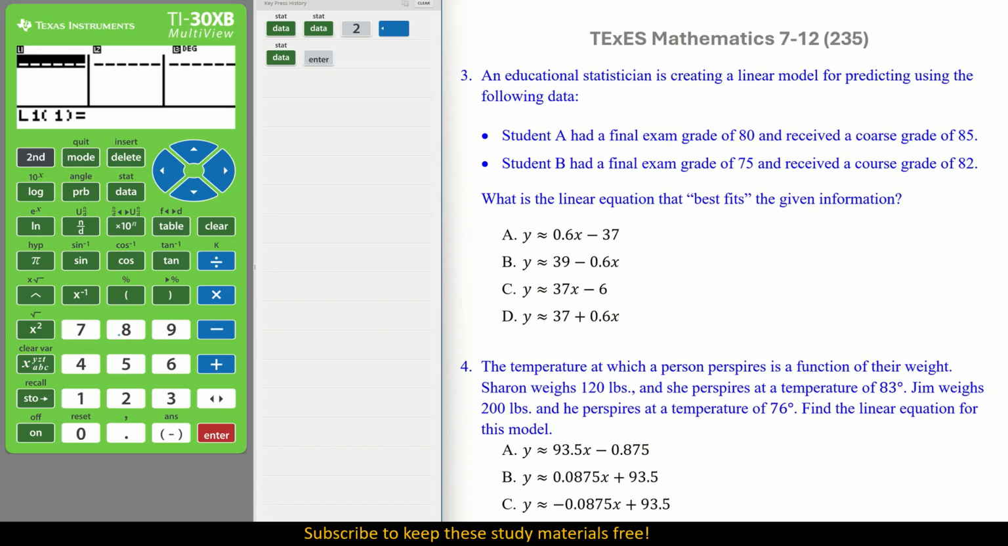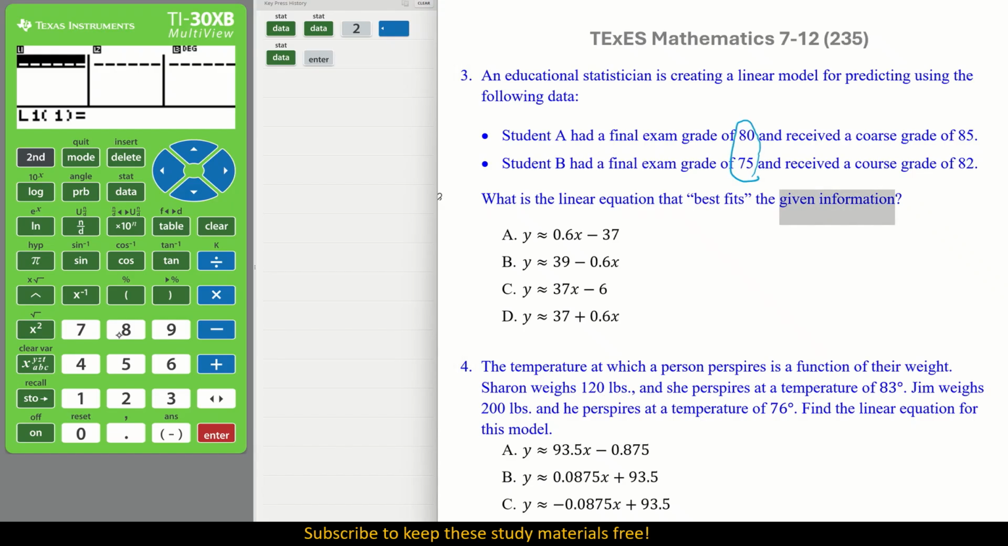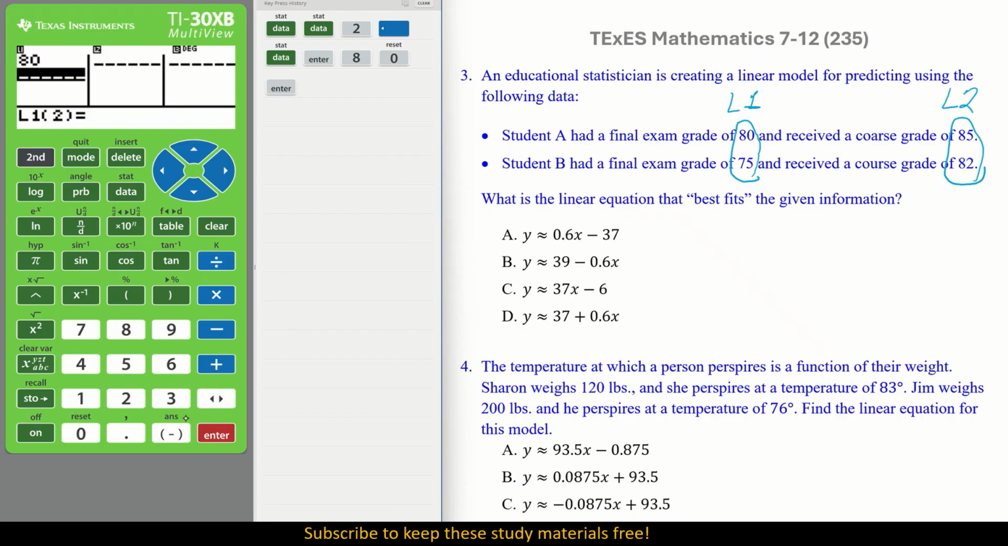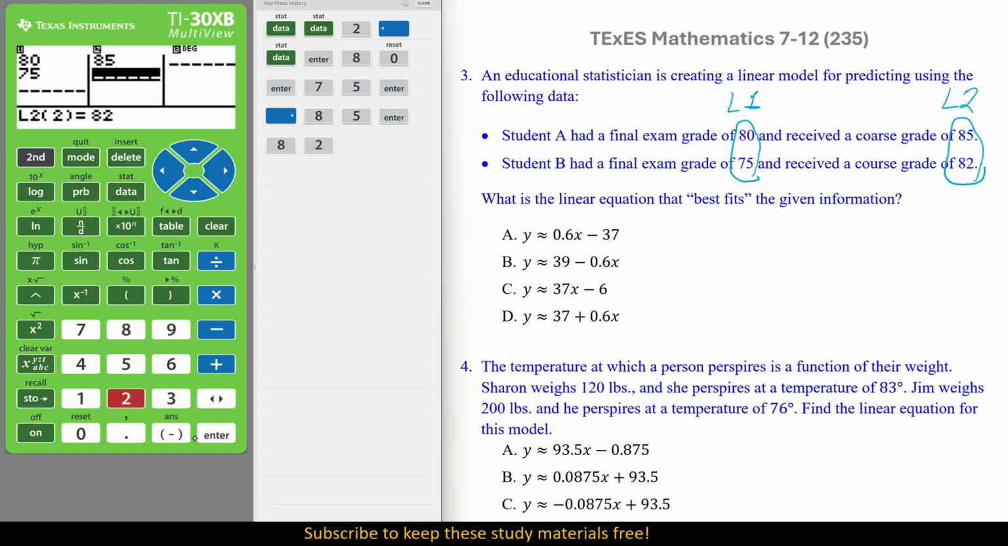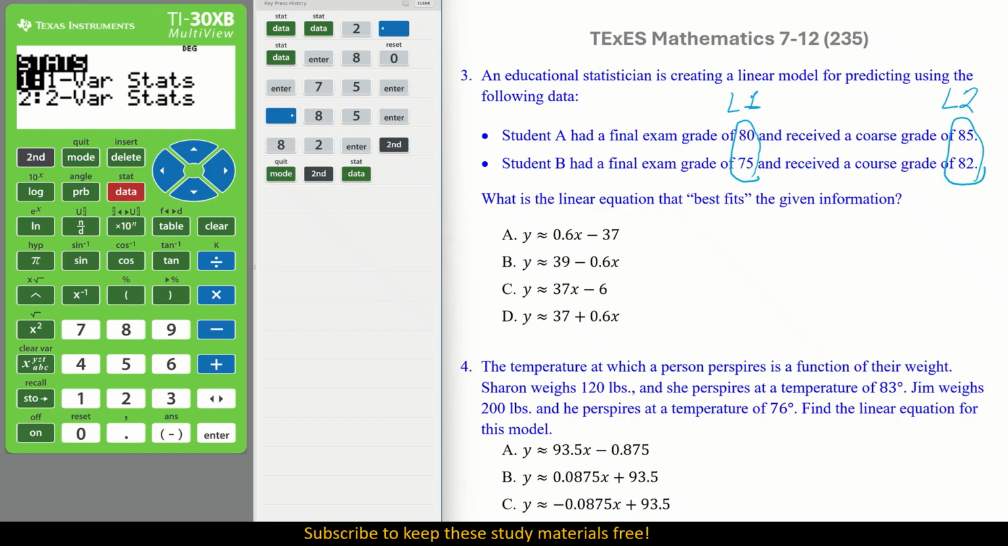Okay, so I am going to put the first bit of information in L1, and then the second for the course grade in L2. All you need is 2 points to create a line. Okay, so 80, all right, and 75. Okay, now just arrow over and it goes where you want it to. So 85 first and then 82. Okay, good.